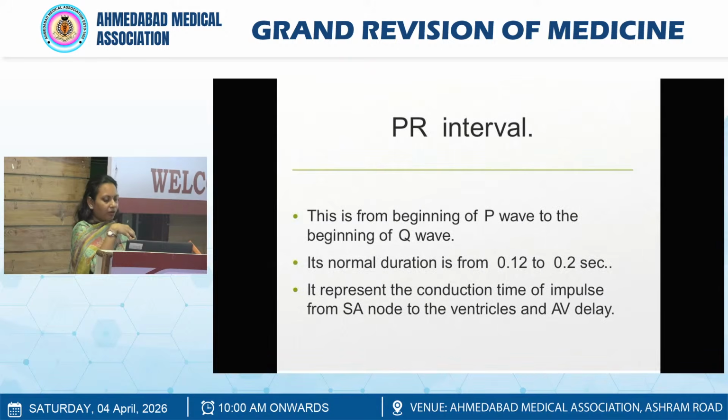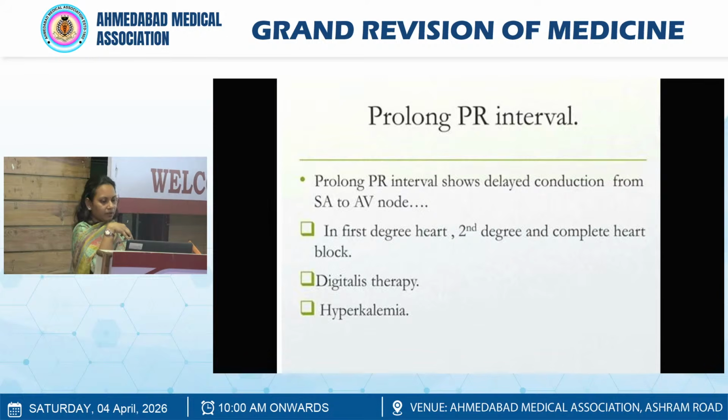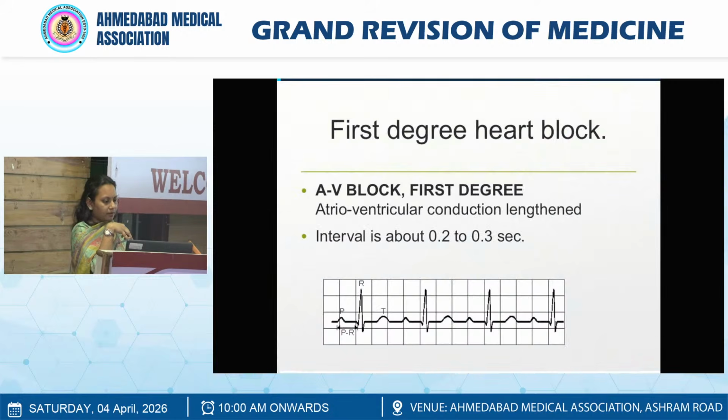Okay. Now PR interval, this is important because sometimes an ECG of AV block might be given. It is from the beginning of the P wave to the beginning of the Q wave. Its normal duration is 0.12 to 0.2 seconds and it represents the conduction time of the impulse from the SA node to the ventricles and AV delay. See, this is the PR interval. Can you see over here? Starting of the P wave to the starting of the QRS complex.